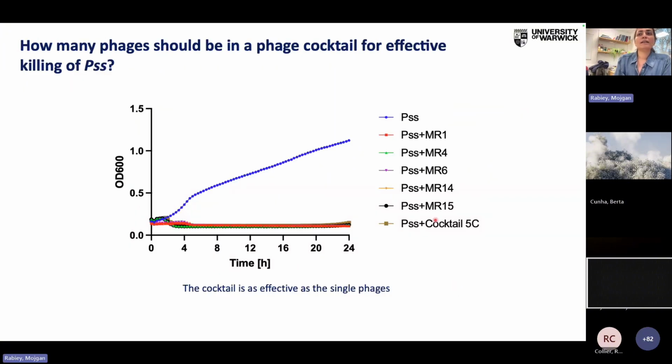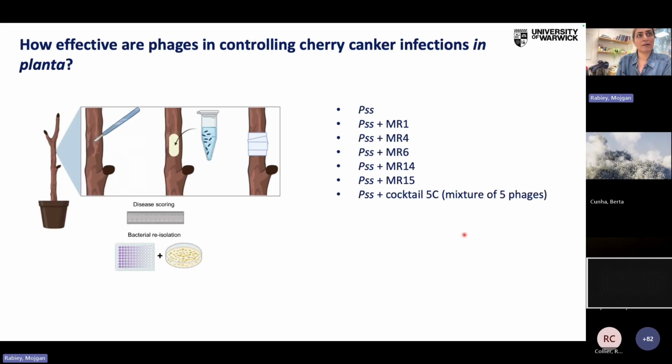So we made a cocktail of 5 phages, and we did a killing curve assay. You could see we have PSS on the blue line here. It grows exponentially on its own. However, when we add each phage individually or a mixture of 5, you could see that it still reduced the bacterial population significantly during the 24 hour period. So again, it shows that these 5 phages work nicely together because they target different receptors, and therefore they could kill the bacterial population significantly.